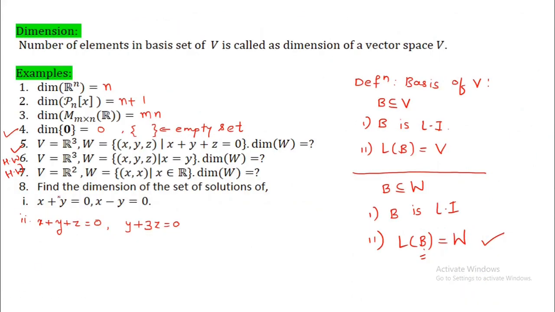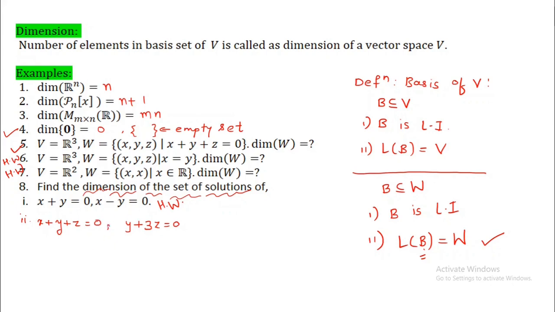Now, the 6th and 7th are for homework. Now we'll go for the 8th example: finding the dimension of the set of solutions of these 2 systems. Over here I have taken simple systems for understanding purposes. I will solve the second system. The first system is for homework, and believe me, it is a very easy example.